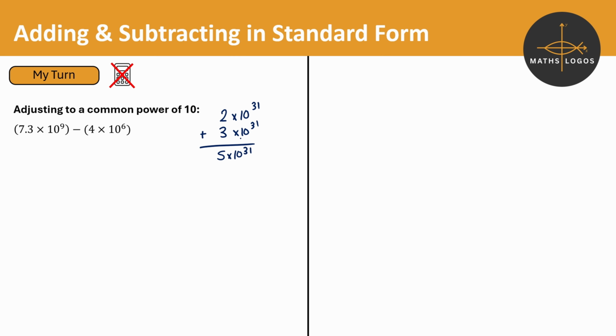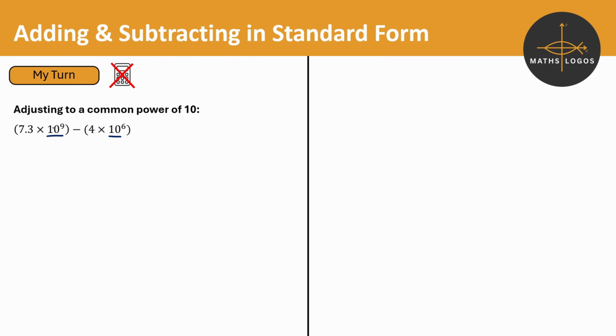Now I can only do this if the powers of 10 are the same and I've got the same index. So we can go ahead and do a question like this by adjusting the powers of 10 so that they're the same. Now there are 2 ways to do it, and I'm going to show you both. The first way I would recommend doing it is by adjusting the larger power of 10 when we have a positive index. And what I mean by that is we need to take 10 to the power of 9 and we need to bring it down to 10 to the power of 6.